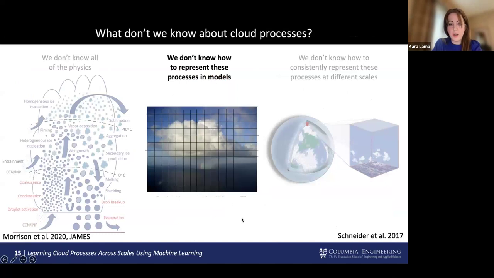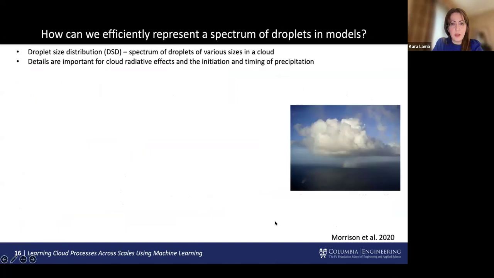And I'll next talk about a study on how we can improve the representation of cloud microphysics in models at different scales. For this, I'm not going to talk about ice, but about warm rain microphysics. This was a recent study that we did that was focused on the collision coalescence process. In a warm rain cloud where we only have liquid droplets, the microphysical state of the cloud can be effectively described by its droplet size distribution, which is the spectrum of droplets of various sizes in a cloud.